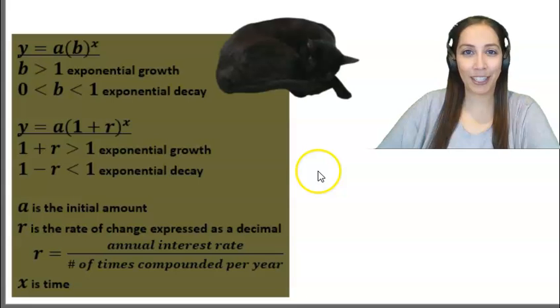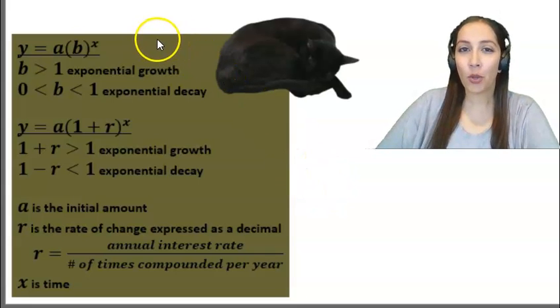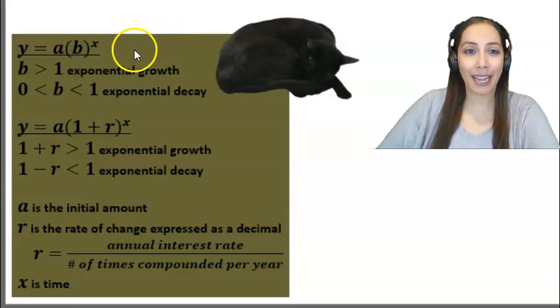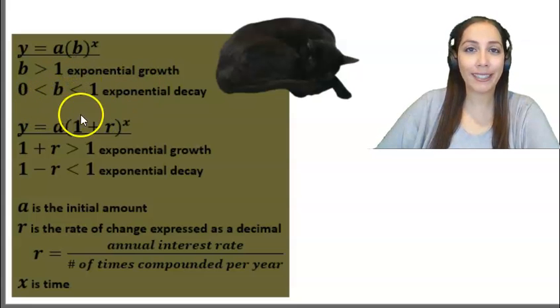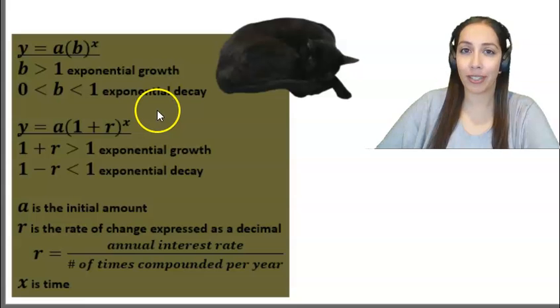I am here with my teaching assistant Chloe with her latest cheat sheet notes. She wants you to know when you have an equation in the form y equals a times b to the x power, when b is greater than 1, you have exponential growth. When b is between 0 and 1, you have exponential decay.